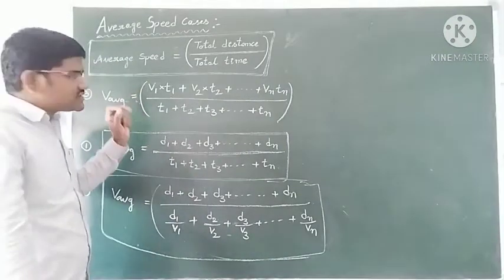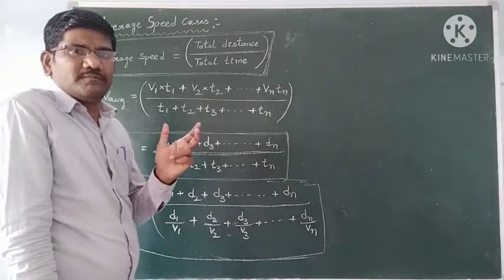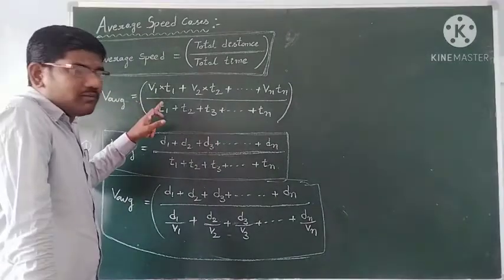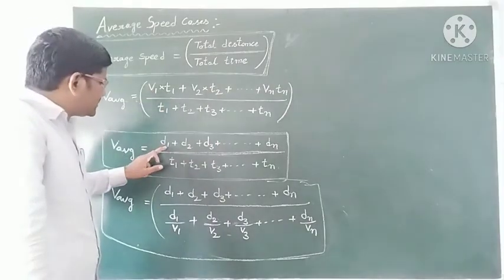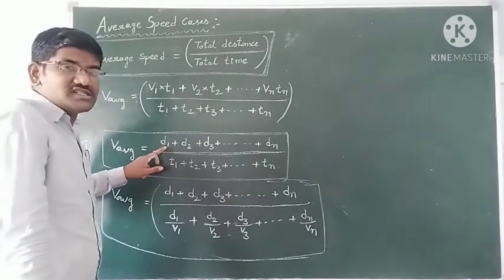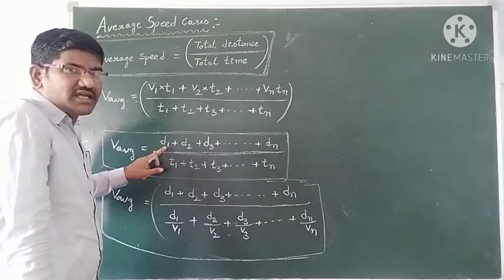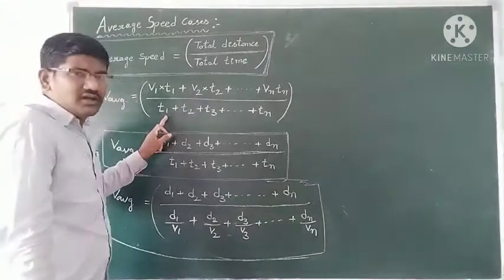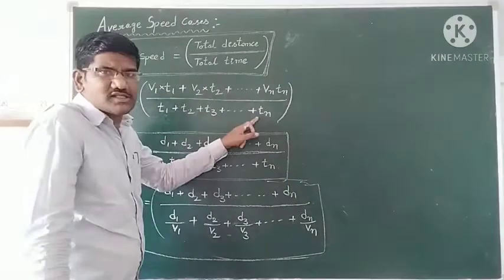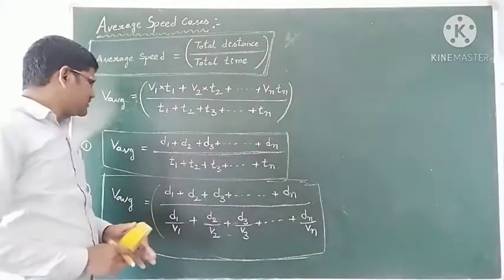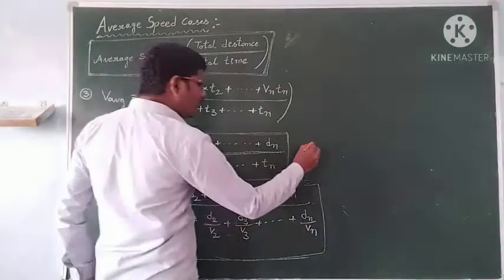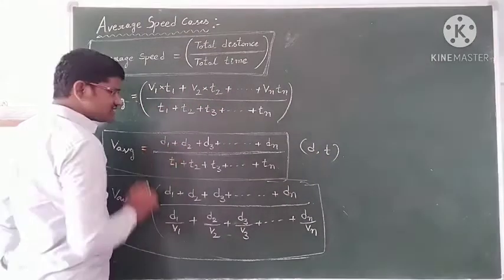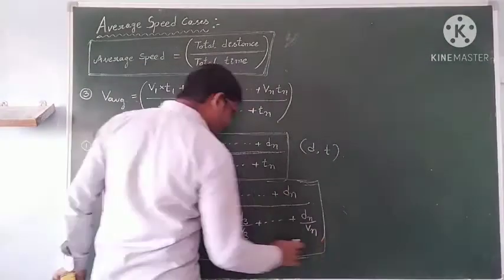Okay, and if different speeds and times are given, distances are not given, the particular speeds it is maintaining in some intervals of time, then what is the formula? Distances are not known, but speeds and times are known. Then it is V1 T1 plus V2 T2 plus so on Vn Tn, by T1 plus T2 plus T3 plus so on Tn. This is the formula that can be used. See, this is the average speed formula in terms of distances and times.